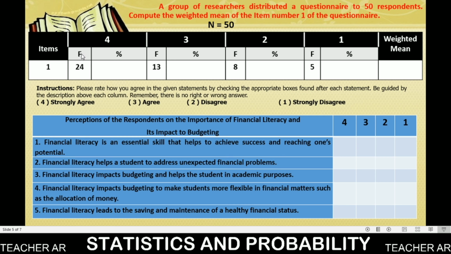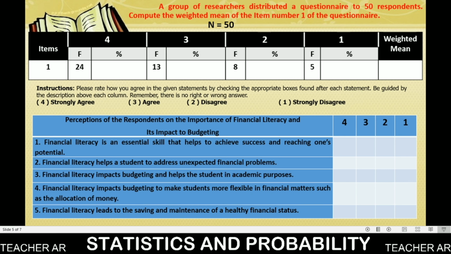So, let's understand the frequency. The frequency, meaning to say, in item number 1, 24 out of 50 respondents answered strongly agree or 4. So, 24 of the 50 respondents check 4. Then 13 out of 50 respondents answered agree or 3. And 8 out of 50 respondents answered disagree or 2. And 5 of them answered strongly disagree or 1. That is how we are going to understand the frequency.